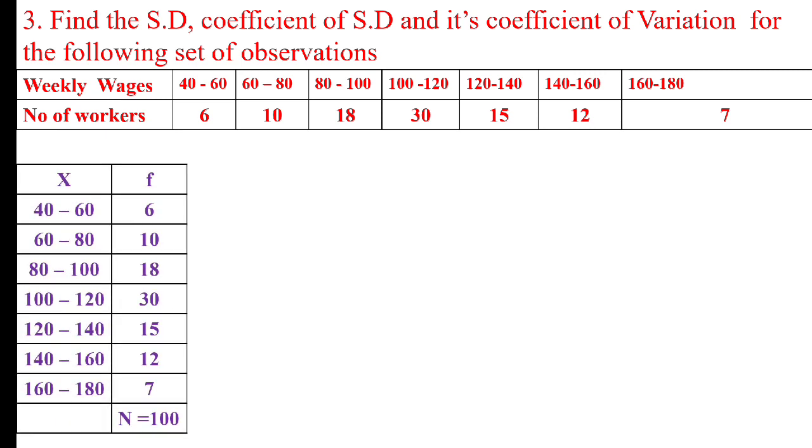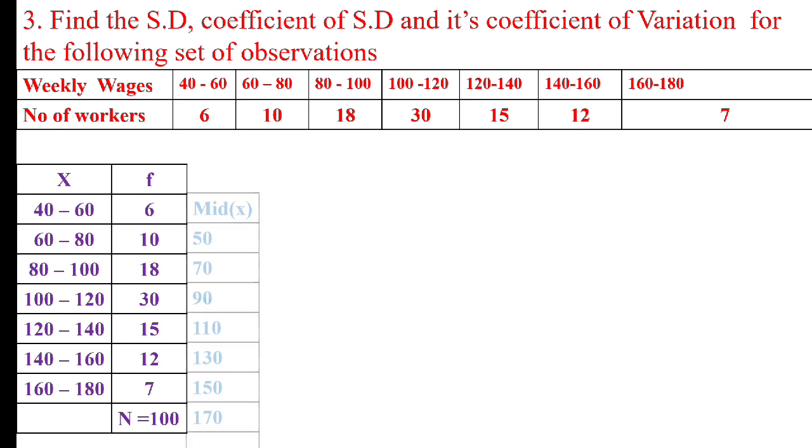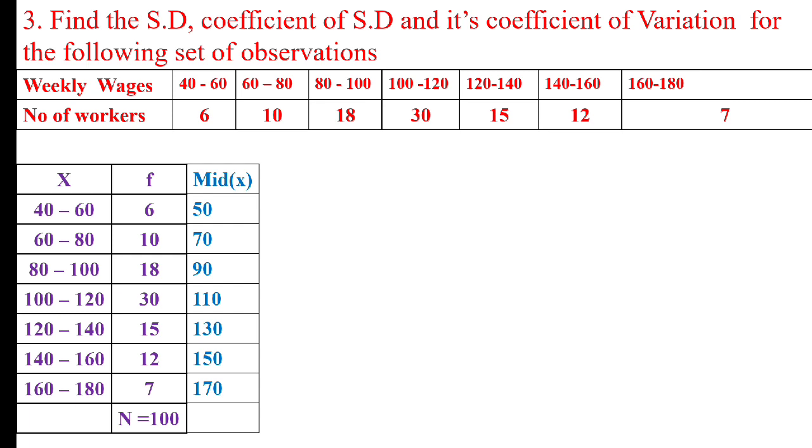The given problem will be written in vertical form. Here frequency will be added, N equals 100. Now we know very well this is a continuous class interval, so for the purpose of finding the mean we need to find the midpoint. 40 plus 60 divided by 2, 60 plus 80 divided by 2, like that we'll get 50, 70, 90, 110, 130, 150, 170, because the class interval difference is 20.